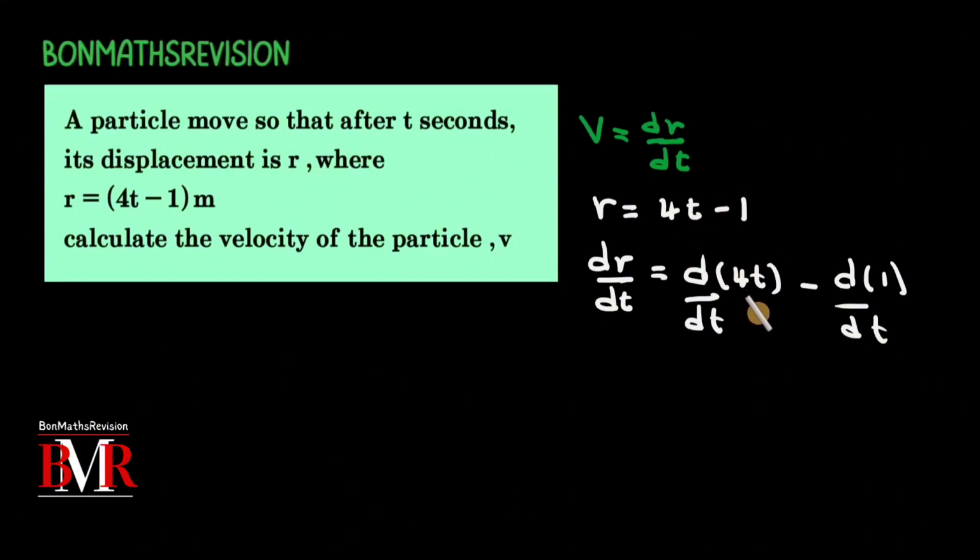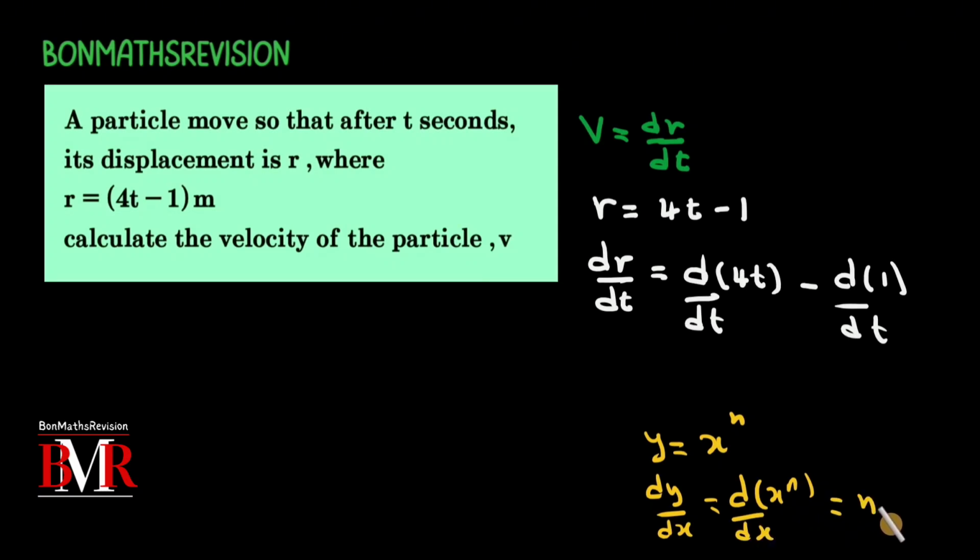Now to differentiate 4t, I need to use the differentiation formula. If y equals x to the n, it means dy/dx, which is the same as the differentiation of x to the n with respect to x, equals n times x to the n minus 1. So that means here I'll have 4. 4t is to the power 1, because any variable is always raised to the power 1.